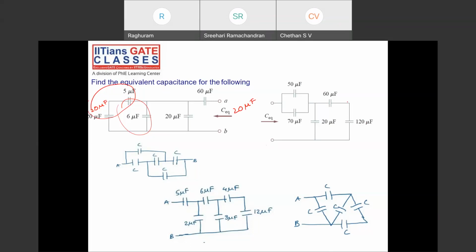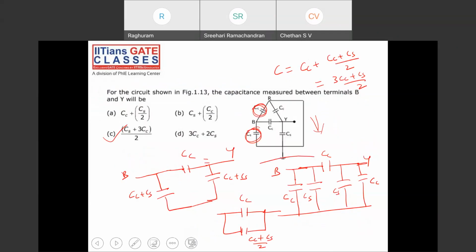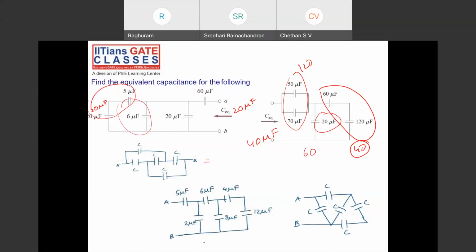120 and 60. What is the equivalent? 120 by 3 is 40. 40 and 20 again in parallel is 60. Okay. 60 and this is 120 again. 60 and 120 is 40 microfarads. Direct questions, okay? Now tell me this one.